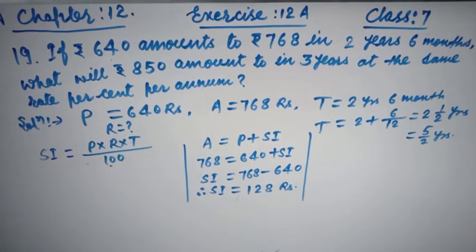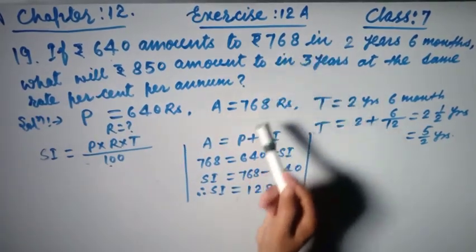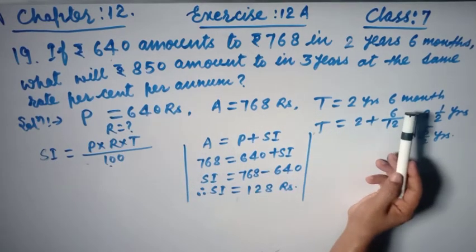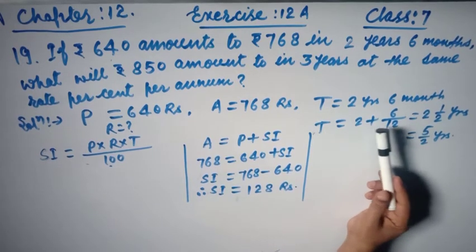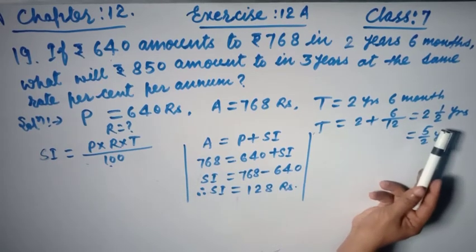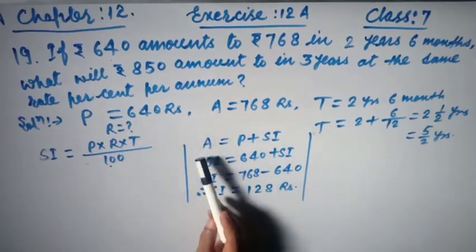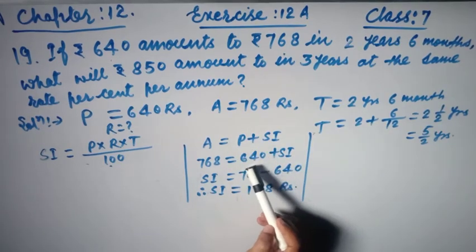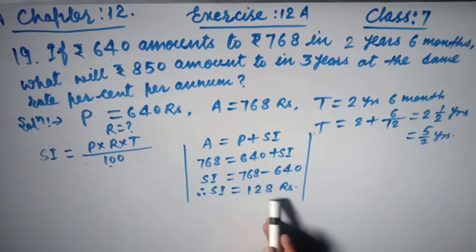So here friends, P is given as 640 and the amount is given as 768 in the first statement, and we have to find R. The time is 2 years and 6 months, that means 2 plus 6 by 12, because dividing the months by 12 converts them to years. So 2.5 years, that means 5 by 2 years. From the formula, A is equal to P plus SI, so 768 is 640 plus SI, and we get SI as 128.